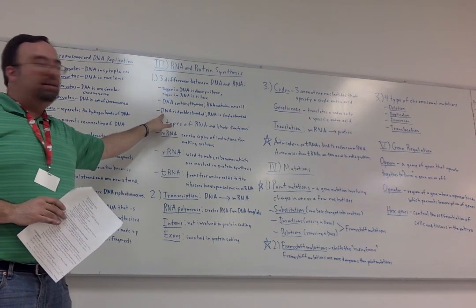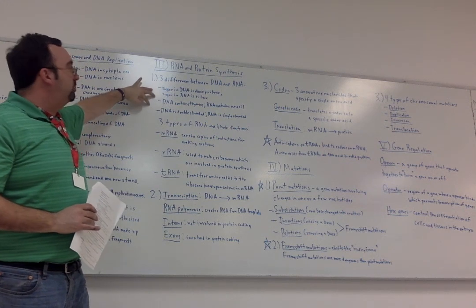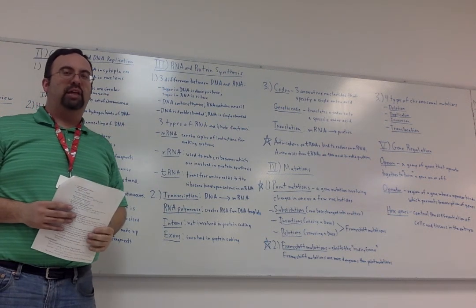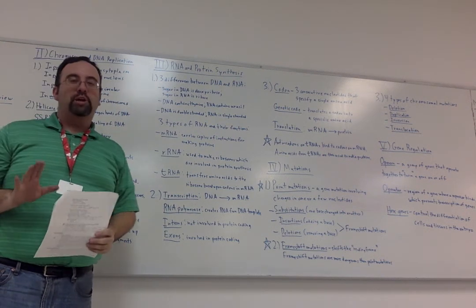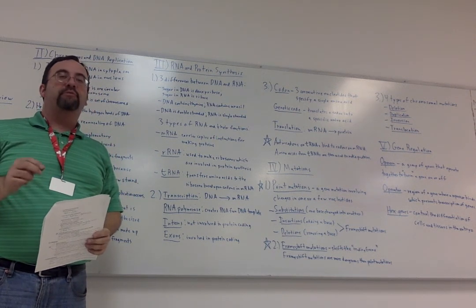DNA is double-stranded, and RNA is single-stranded. So these are the three differences between the different types of nucleic acids. All right. We can also now talk about the three types of RNA and their functions.